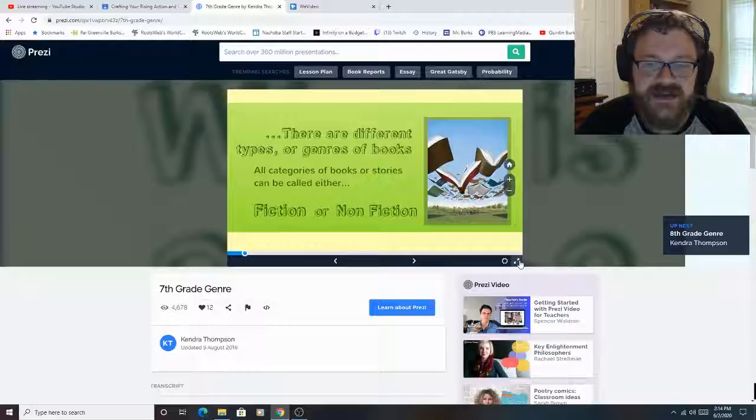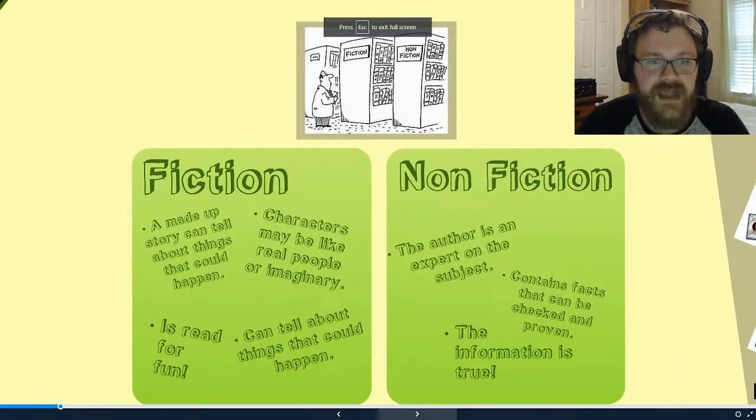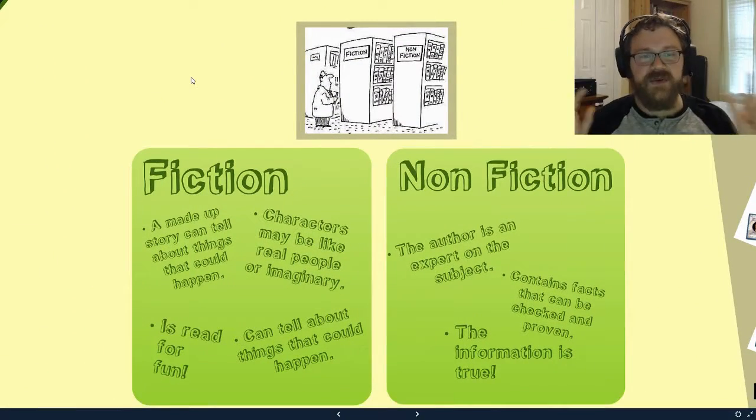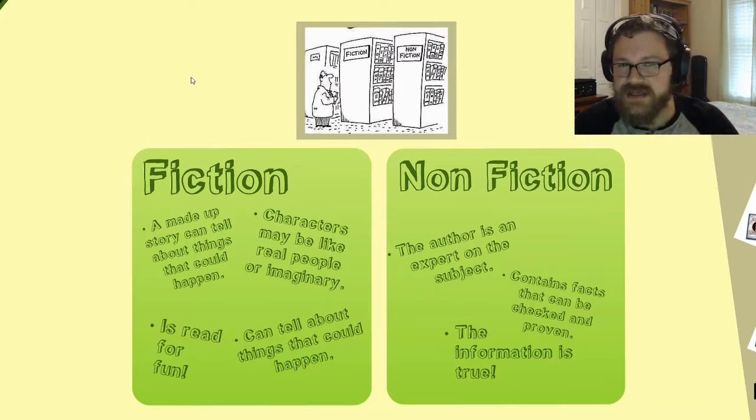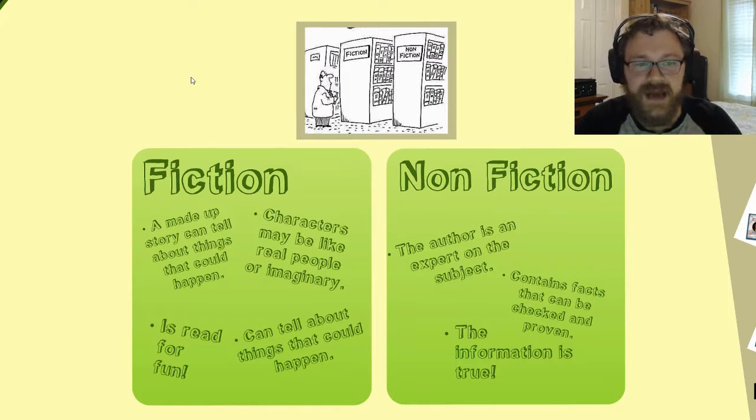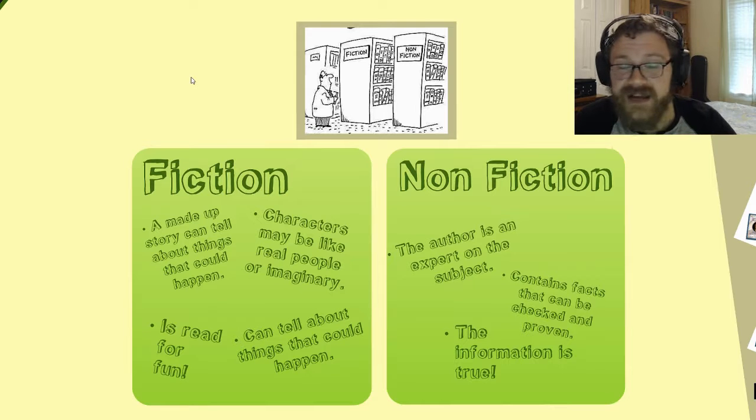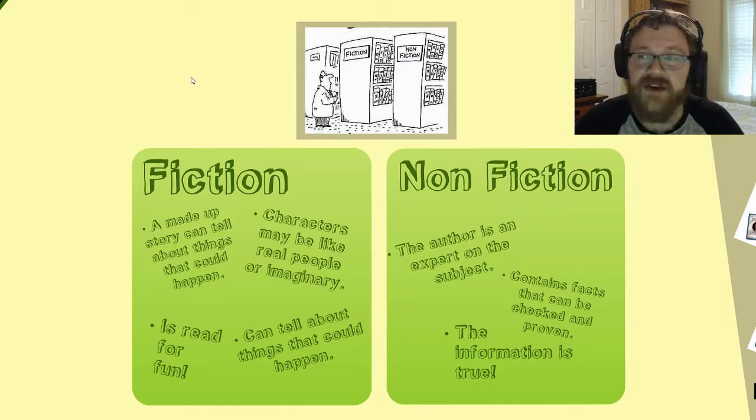Let's keep going. Let's start to dig into some of the genres themselves. So, what are the differences between fiction and nonfiction? You guys know this, but let's recap. Fiction is stories that are made up. They are made-up stories that can tell about how things could happen. Usually we read them for pleasure or fun. Characters could be real, imaginary, or animals. They could be very realistic or very fantastic, but the bottom line is the things that happen in a fiction story did not actually happen.